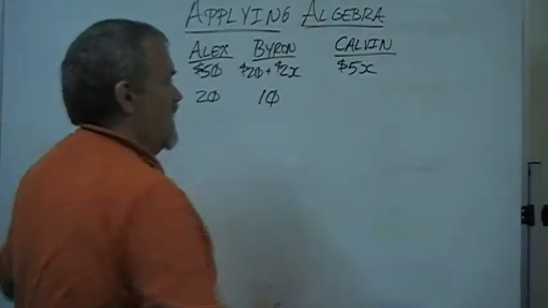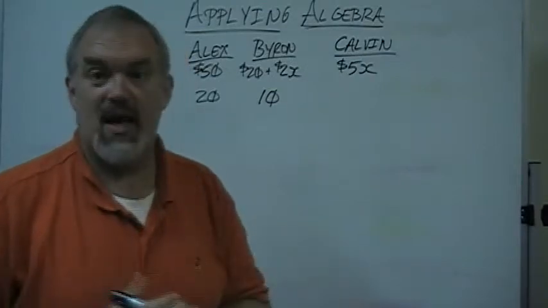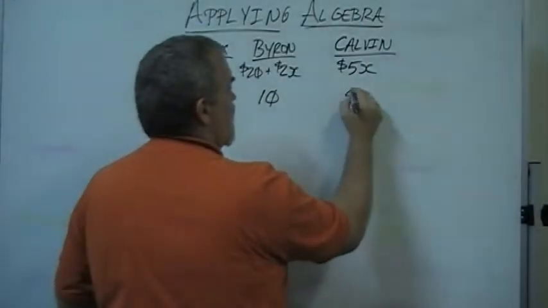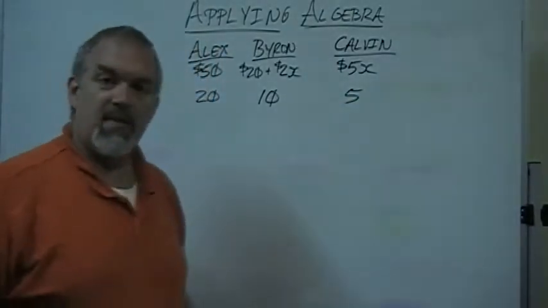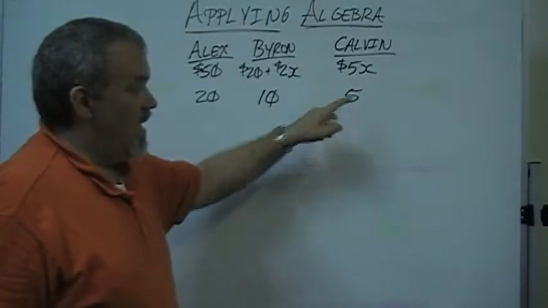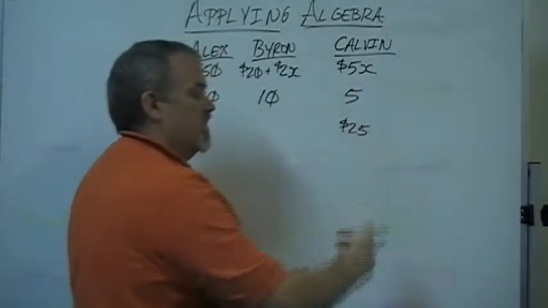Now Calvin over here, he brought his girlfriend along, so he didn't ride quite as many rides as the other guys because he was just kind of enjoying being with his girlfriend, and he only rode 5 rides. How much did he pay for his day? Well, he paid $5 for each ride, times 5 rides is $25.